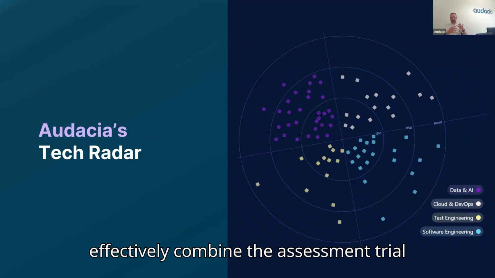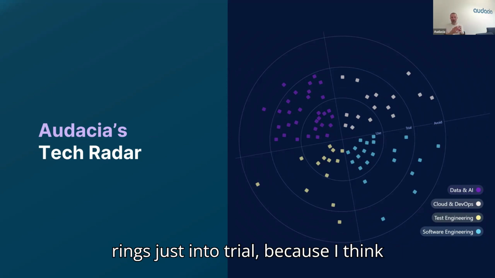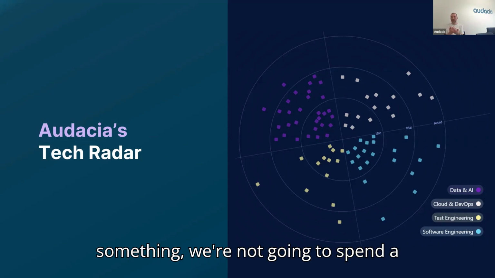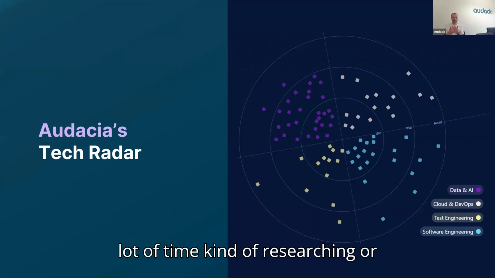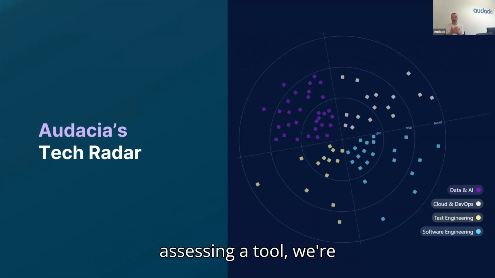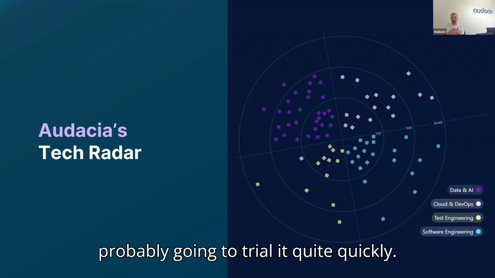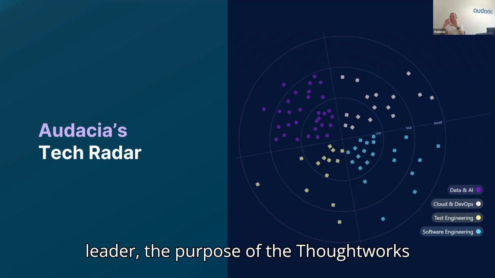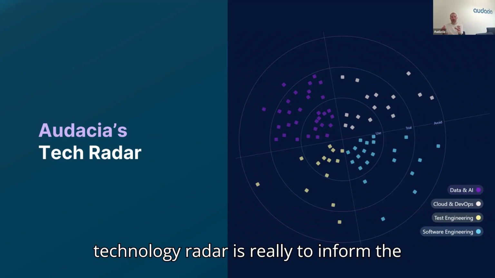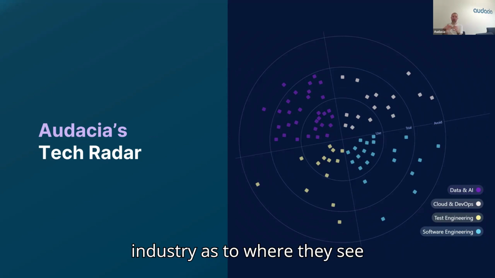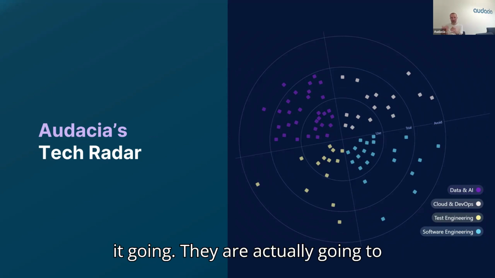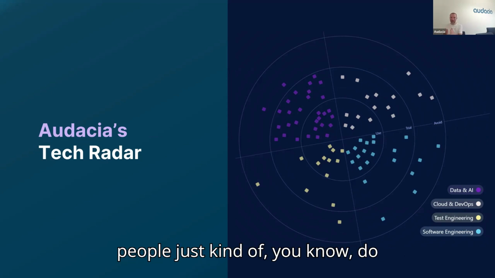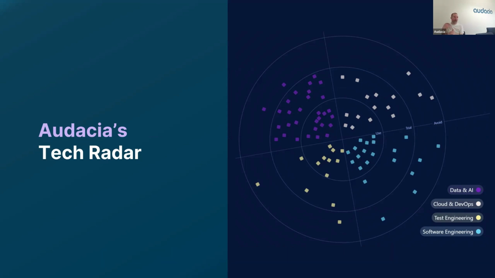We then combine the assess and trial rings into just trial, because I think for us, once we decide we want to use something, we're not going to spend a lot of time researching or assessing a tool. We're probably going to trial it quite quickly. I guess for ThoughtWorks as an industry leader, the purpose of the ThoughtWorks technology radar is really to inform the industry as to where they see it going. They are naturally going to spend more time assessing things or recommending that people do something slightly shorter of a trial.